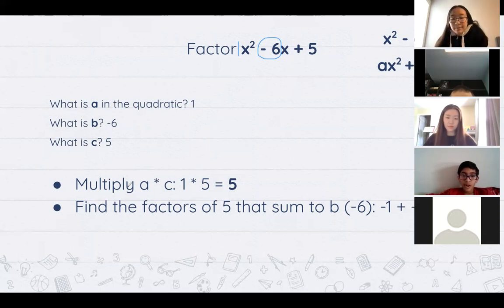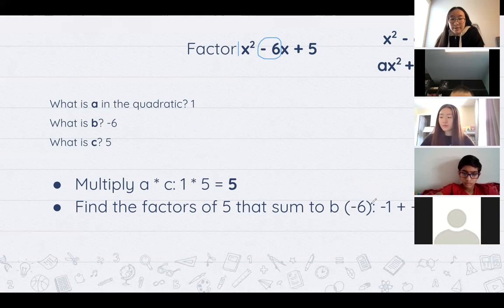Now the first step we're going to do here is multiply a times c. So a is 1, c is 5, and we're going to get 5. And now we have to find factors of 5 that sum up to b. So b is negative 6, and we need to find factors of 5 that sum up to negative 6.